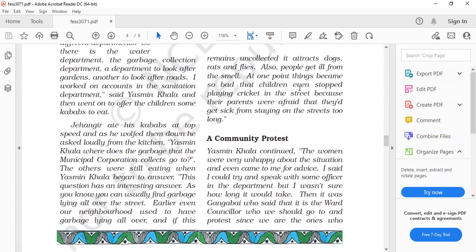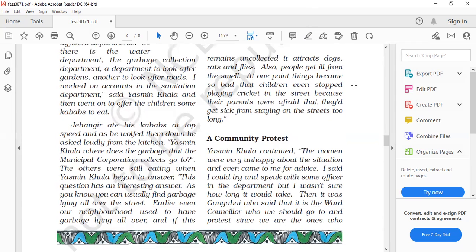So what is the reason? Or you can get different types of questions like why the protest took place; there is a reason behind the protest. So the question comes: why did the protest take place? So here is the answer. Why this garbage remains spread everywhere. This paragraph is your answer. That is why the protest took place.